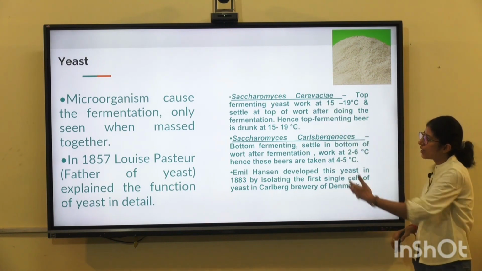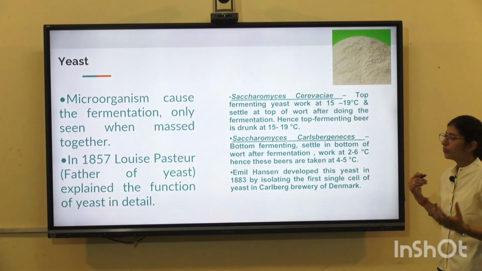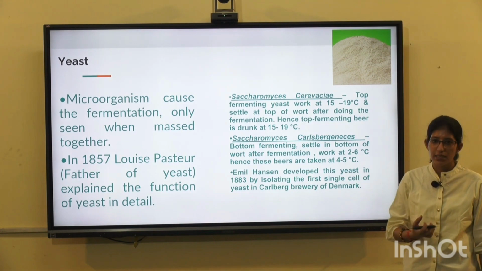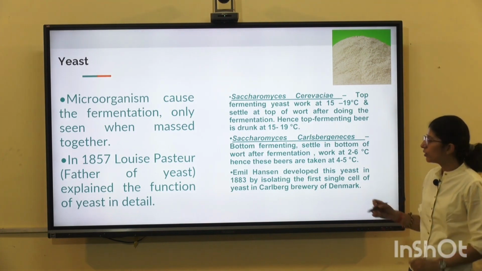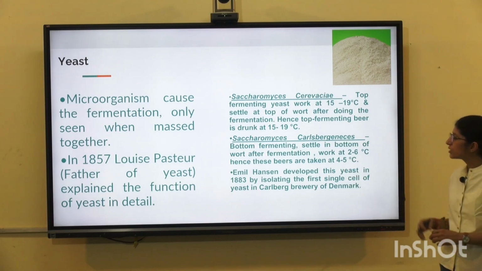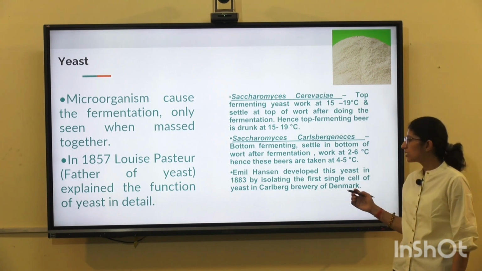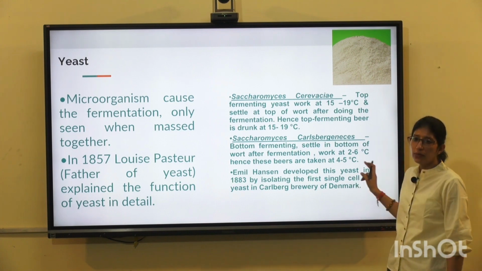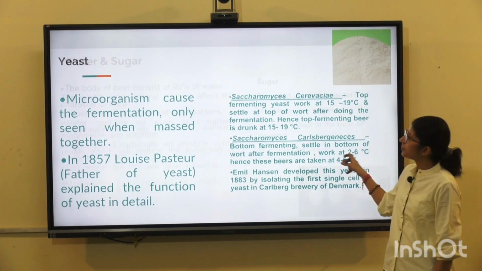While Saccharomyces carlsbergensis is a bottom fermenting yeast that works at 2 to 6 degrees Celsius, and after the fermentation process, it usually settles at the bottom of the pot, and is served at 4 to 5 degrees Celsius. Emil Hansen developed this yeast in 1883 by isolating strains from a single cell of yeast at Carlsberg brewery in Denmark. That is why it is known as Saccharomyces carlsbergensis.